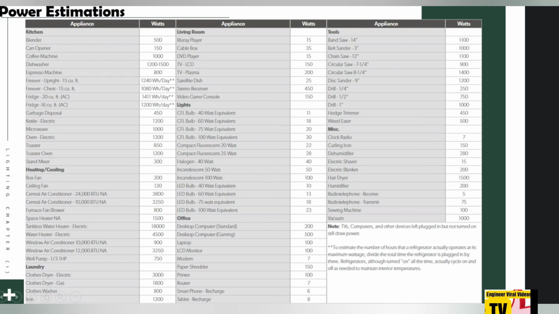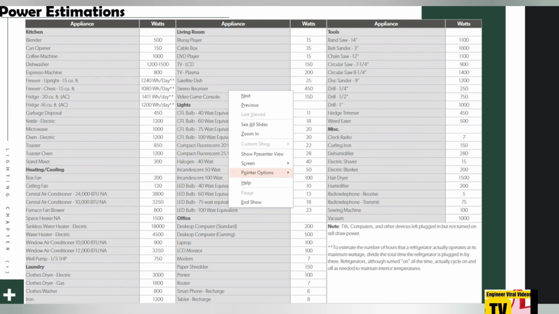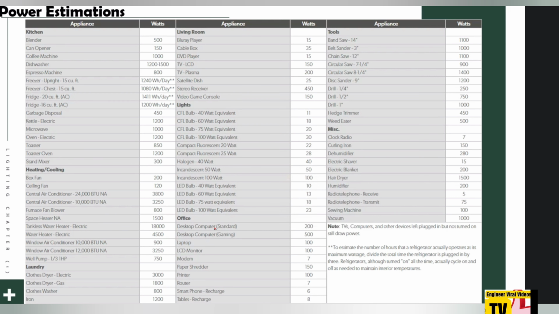See here, for example, for the office or desktop computer, the standard is 200 watt, the laptop is 100 watt, the LCD monitor 100 watt, and the medium consumption 7 watt.